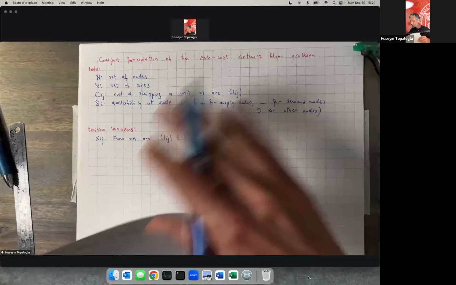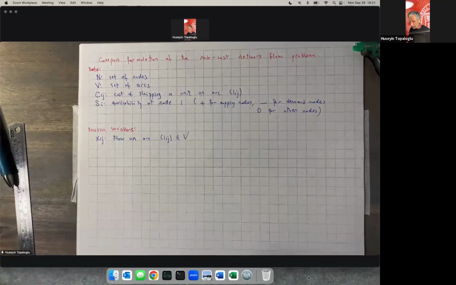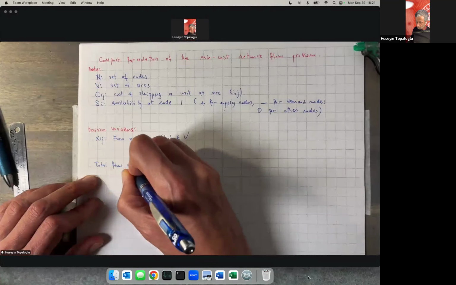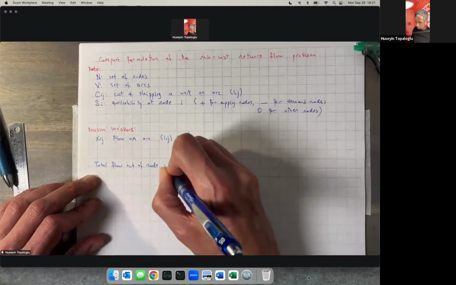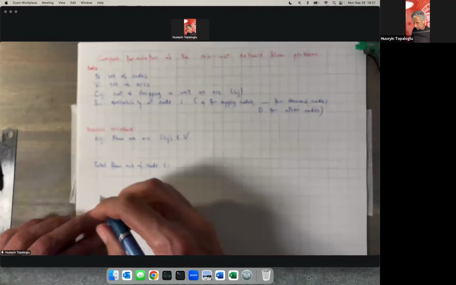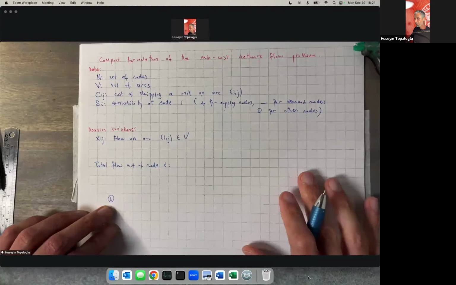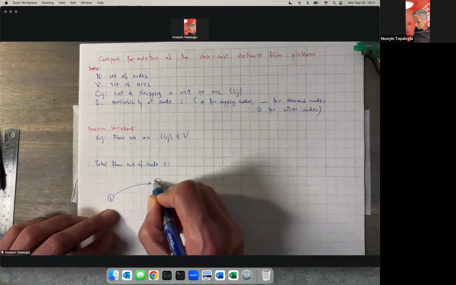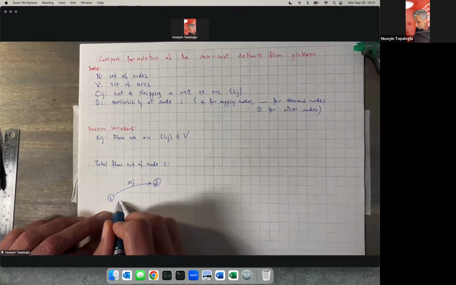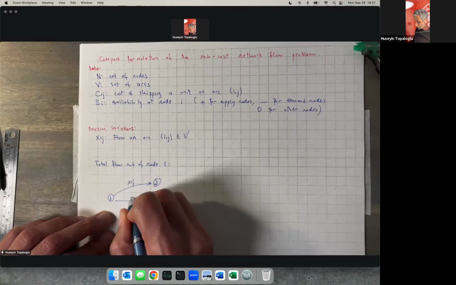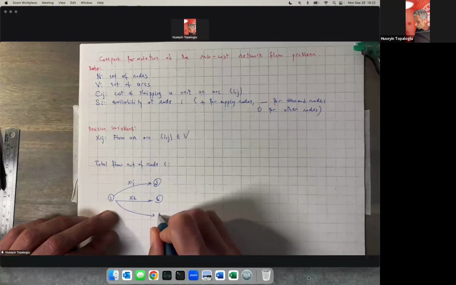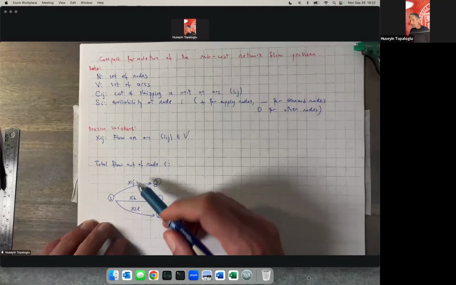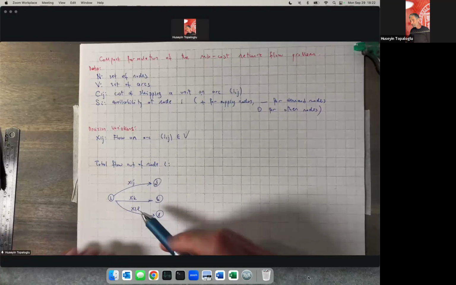So then in this general compact formulation, how do we write the total flow out of node i? Let's think about that. Here I have node i. From node i I can go to node j, and the flow on that arc is x_ij. From node i I can go to node k, the flow on that arc is x_ik. From node i I can go to node l, the flow on that arc is x_il. So the total flow out of node i is x_ij plus x_ik plus x_il, and so on.